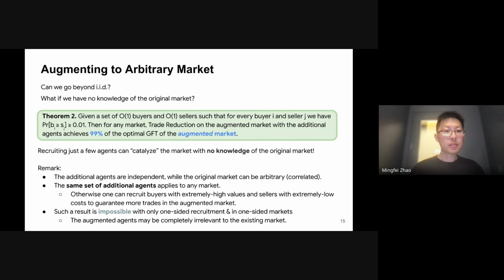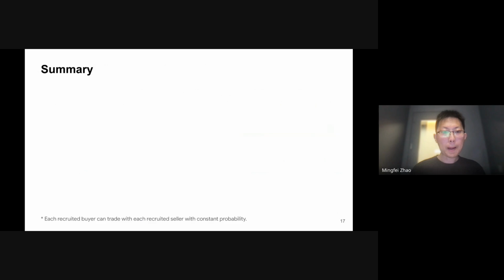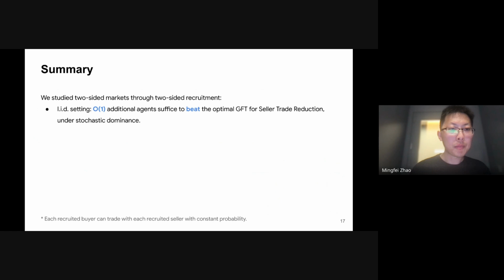So yeah, due to time limits, I will not go into the details of the proofs. Just to summarize, we study two-sided markets through two-sided recruitment. In the IID setting, we proved that a constant number of additional agents suffices to beat the optimal gains from trade.